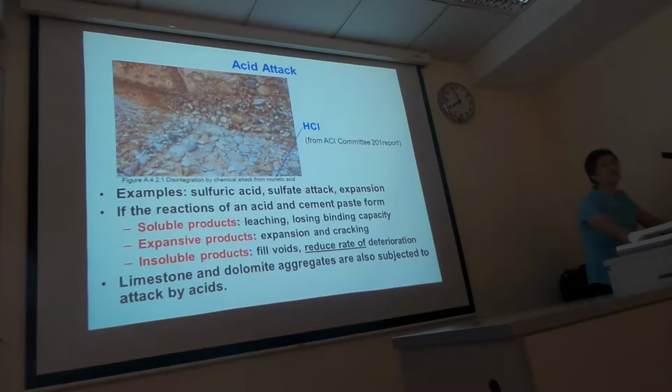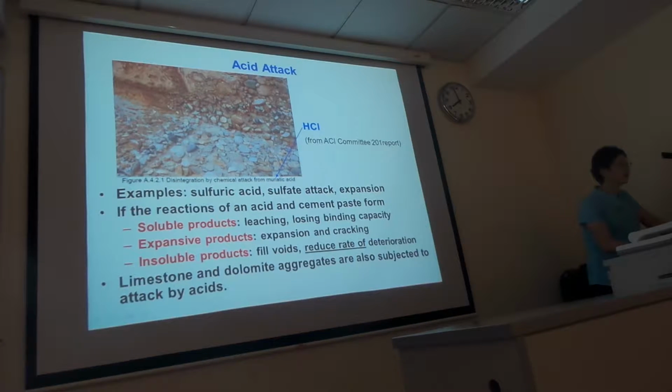Salt will initially fill the voids, reduce the penetration of acid into the concrete, and reduce the deterioration of the concrete. But eventually, the acid will react with the cement paste exposed to the surface, attacking calcium hydroxide and calcium silicate hydrates. So eventually, it will lead to the disintegration of the concrete.